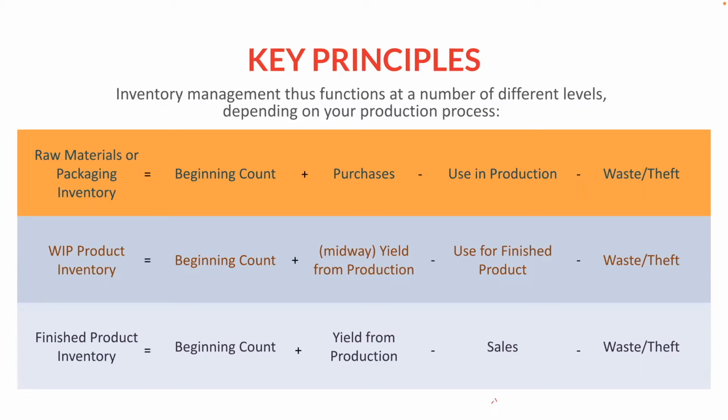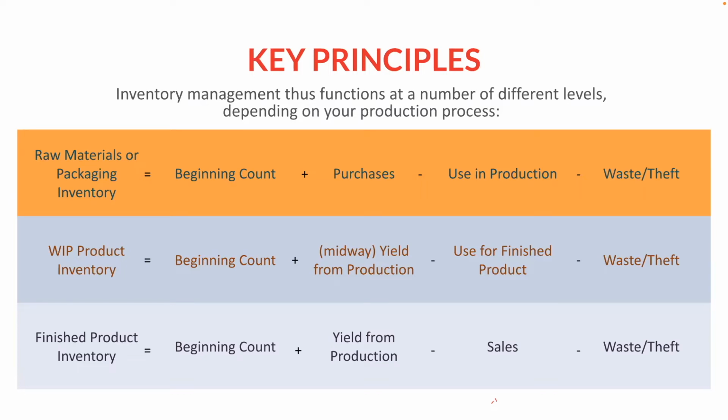Then purchases would be this new harvest that you just undertook. And then used in production is any meat that now has moved on to the next step of processing. And then you subtract the waste and theft and shrinkage and loss and whatnot. And that's how you end up with the ending inventory in your raw materials.